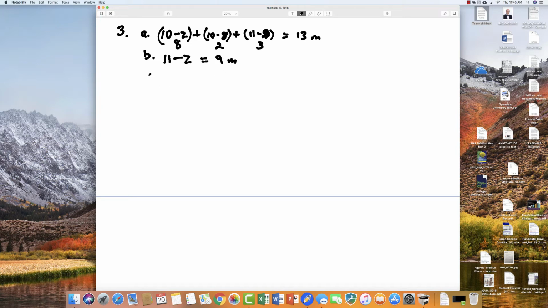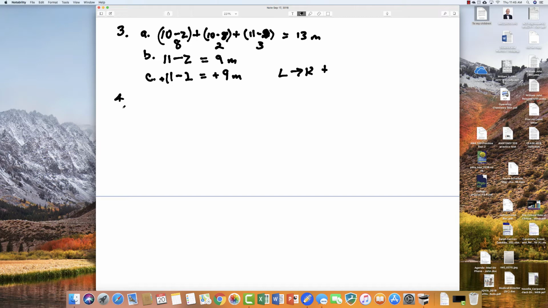And then when you incorporate the direction, 11 is from left to right, and we're going to arbitrarily say that's a positive, and 2 is from right to left. We'll say that's negative, so you end up with a positive 9 meters, and this positive indicates the direction if you say that left to right is positive.